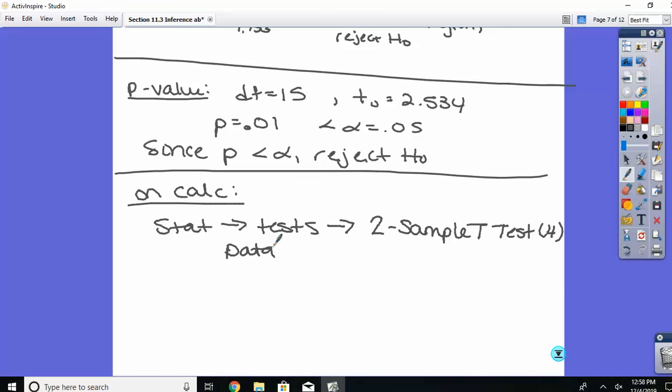What was my alternative? Greater than 0. It asks for pool, just keep that as no. It will always be no. And then go down to calculate.